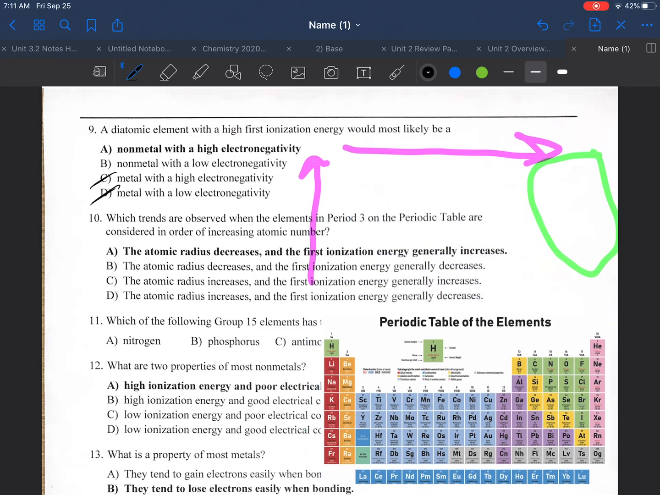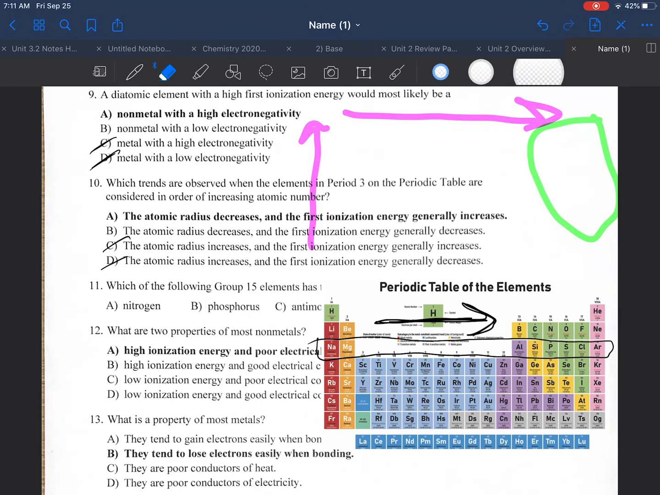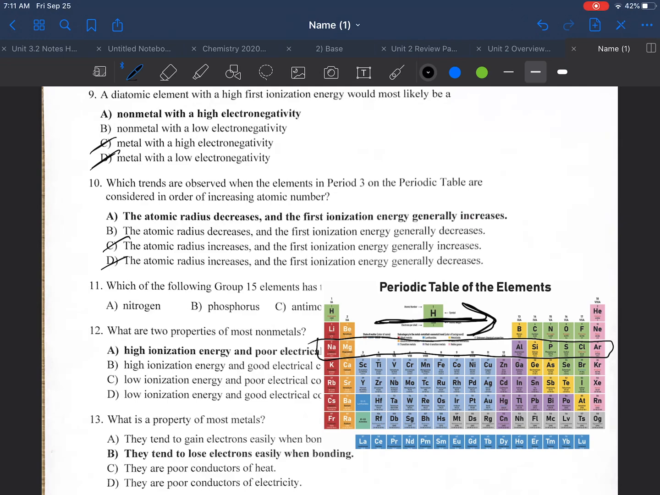Which trends are observed on the elements in period 3 on the periodic table when considered in order of increasing atomic number? We are looking at these guys here. What do we see when we increase the atomic number, or go to the right? Well, the atomic radius is going to decrease. So that's how we know it's not C or D. And then we also have to remember that the trend for ionization energy is that it's going to increase. So that's how we get A.